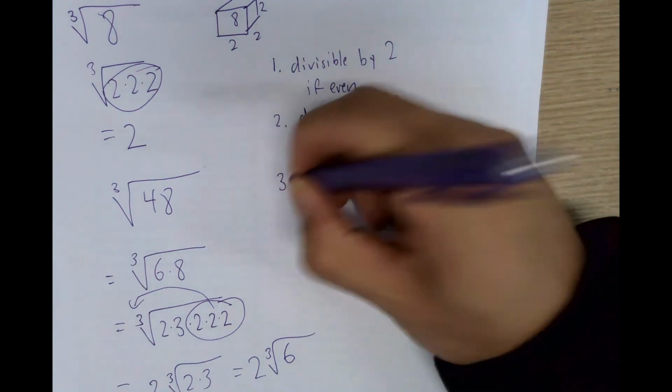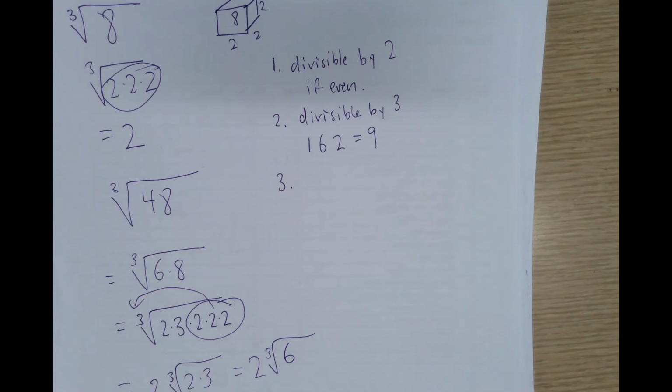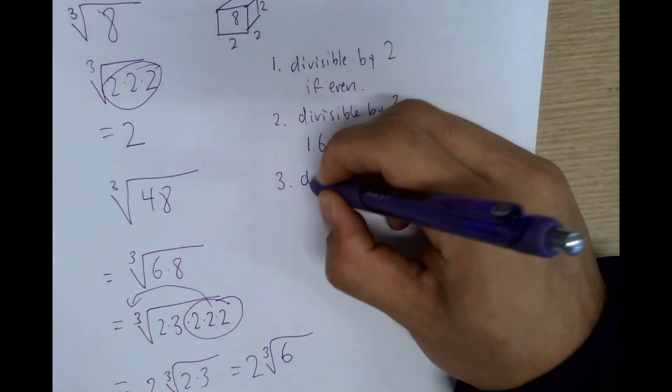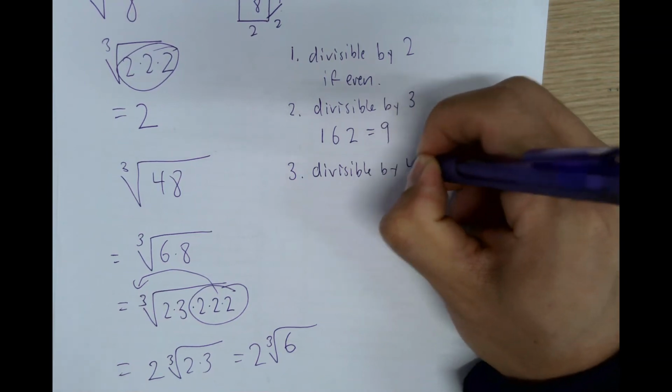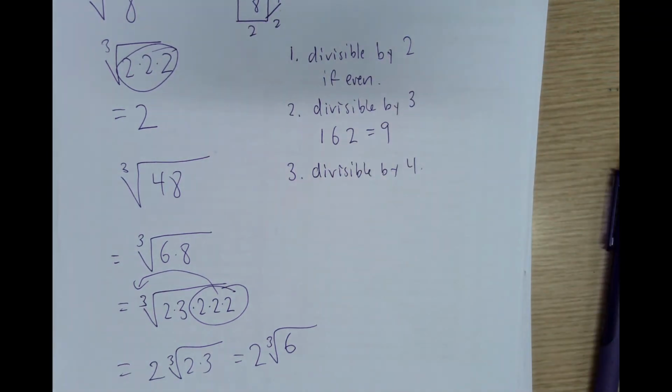How do we know if something's divisible by 4? Not necessarily. Oh, close. So if you can divide it by 2, and if you can divide it by 2 again, then it's divisible by 4. Okay?